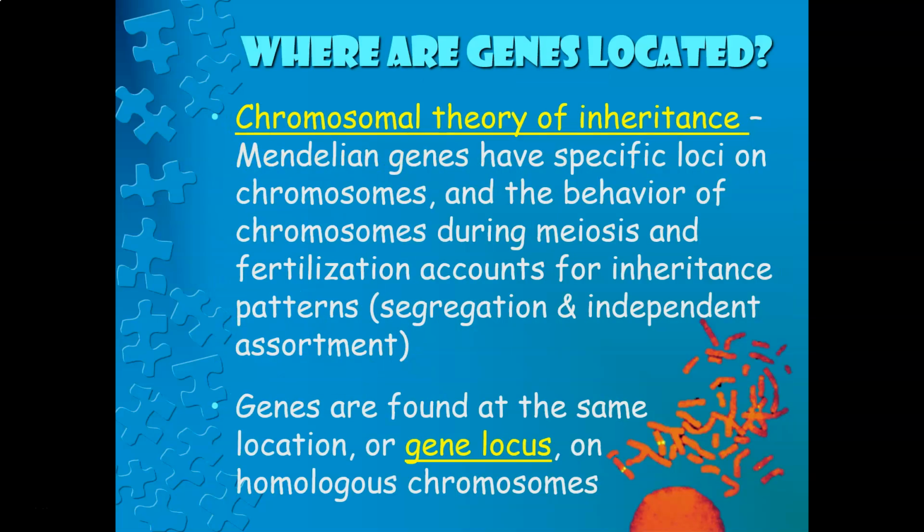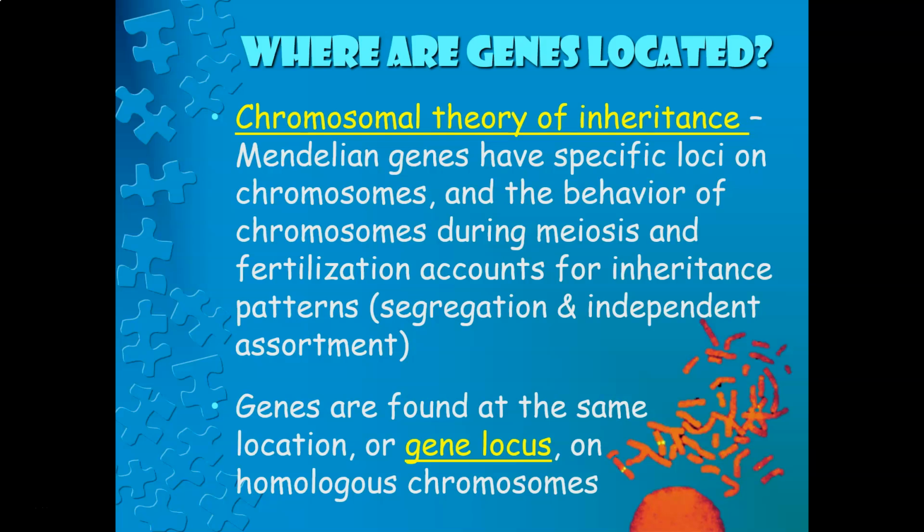So ultimately, this is going to lead to this idea of chromosomal theory of inheritance. So these Mendelian genes have a specific location or loci on the chromosomes. The behavior of those chromosomes during meiosis, as well as during fertilization, ultimately account for the inherited patterns that we see. So the segregation of those chromosomes via meiosis, the independent assortment that happens, we could even throw in the idea of some crossing over and talking recombinant chromosomes. But all of that separation into those gametes and then bringing those gametes back together during fertilization accounts for the way that we see traits inherited.